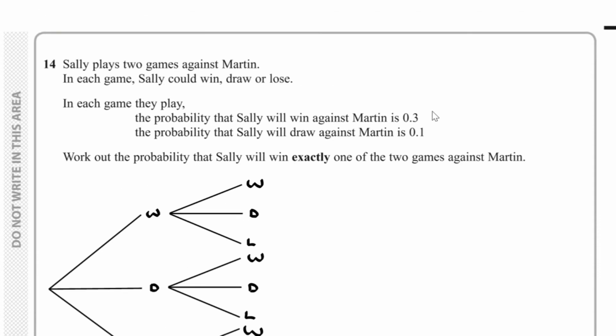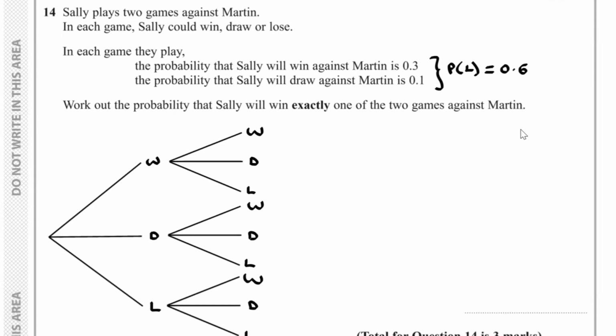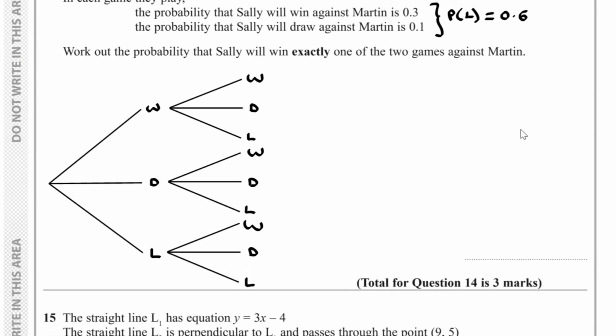Before we do anything else, we can find out the probability that we lose a game. That's equal to 1 minus 0.3 minus 0.1, which is 0.6. Now we want to win exactly once. So for us to win exactly once, we could win and draw, or we could win and then lose, or we could draw and win, or we could lose and then win.